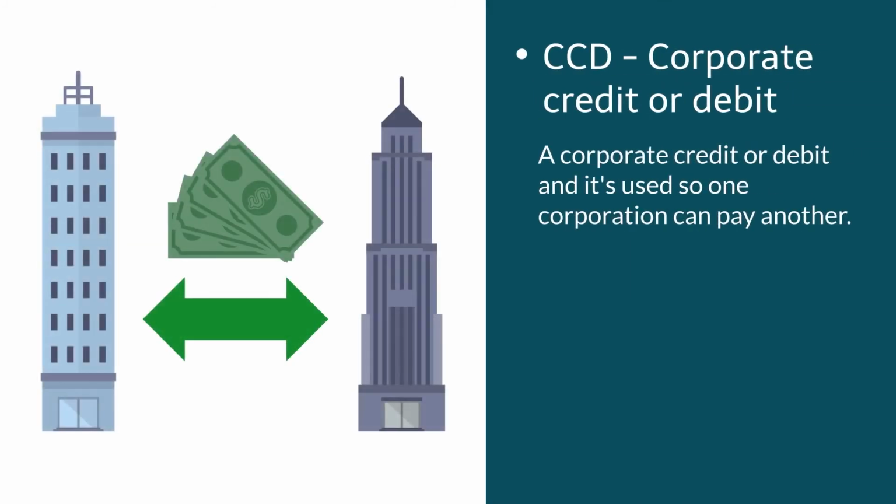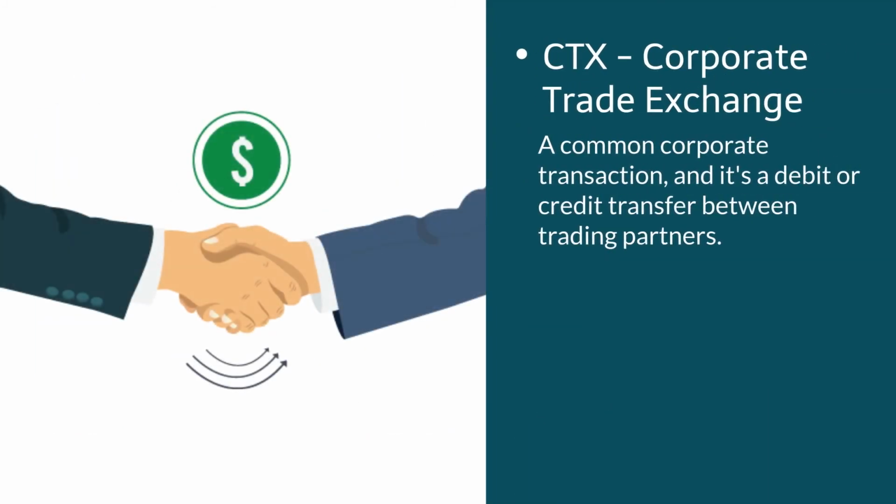One of the most frequently used corporate transactions is a CCD. It's a corporate credit or debit, and it's used so one corporation can pay another. Corporate Trade Exchange, or CTX, is also a common corporate transaction, and it's a debit or credit transfer between trading partners.